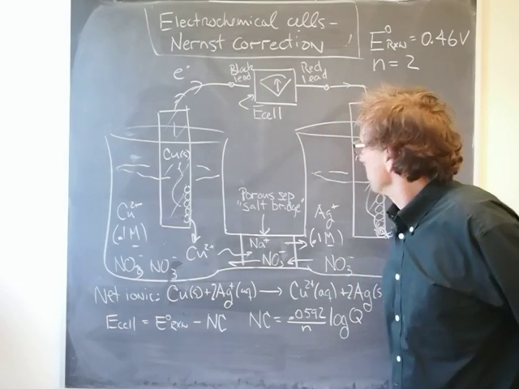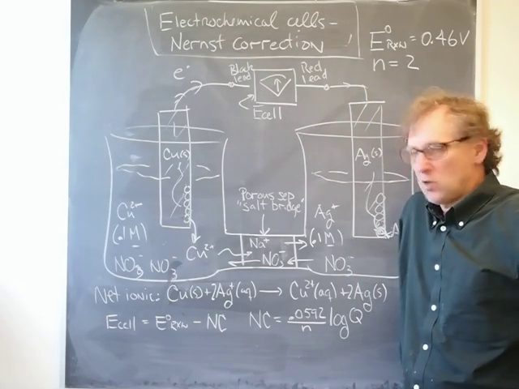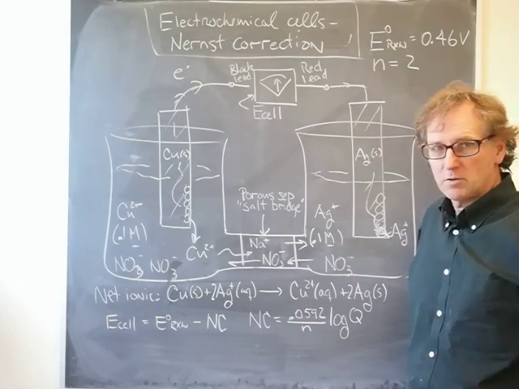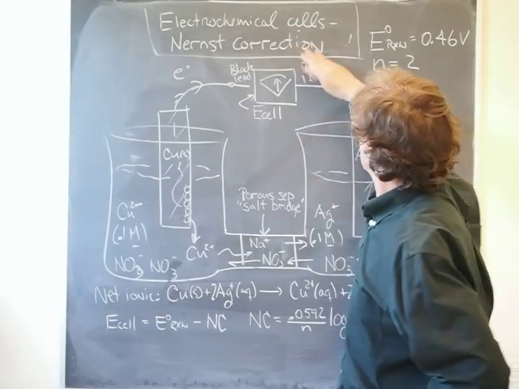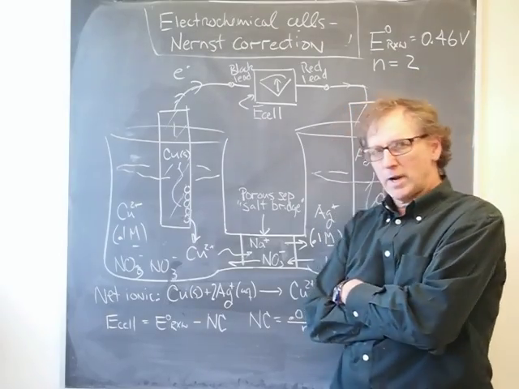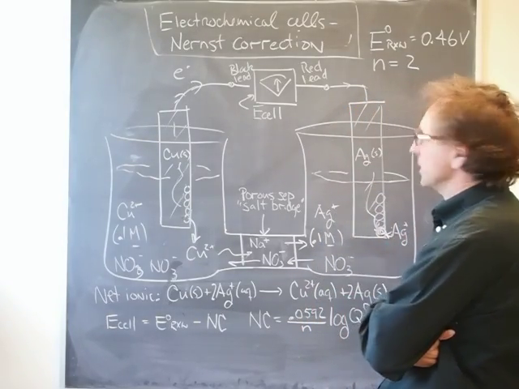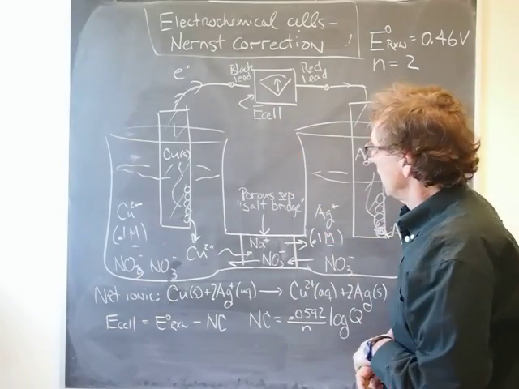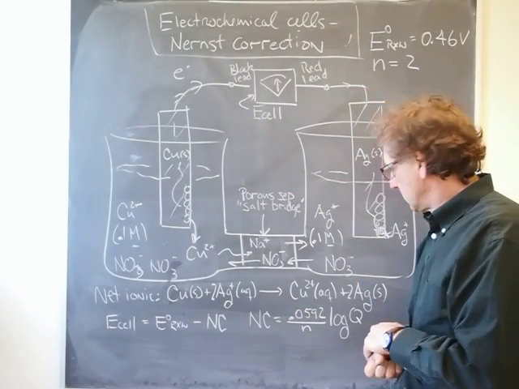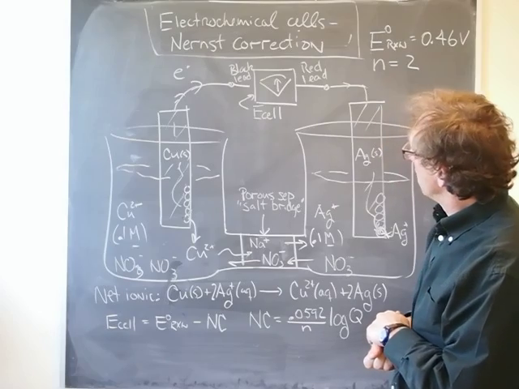Hi, well, I'm here to help you out with another installment of electrochemical cells. What we're going to do this time is sort of lay out what the Nernst correction to what we think the cell potential will read out to be. So this is the same copper-silver cell that we looked at in the last video.